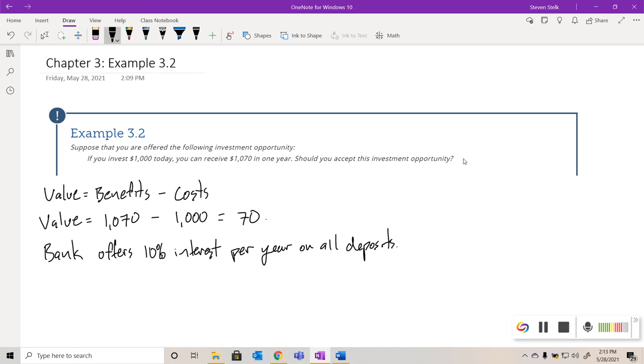Okay, and we're going to simplify our world a little bit and say that these are our only 2 options. And obviously that's not realistic. We have lots of options for our money. But just to simplify things and get our arms around the concept of what's going on here, we're going to say these are our only 2 choices. We can either accept the investment opportunity, or we could deposit our $1,000 in the bank and earn interest on it. Okay, so now what we need to know, we know the benefit of the investment opportunity. If we give up $1,000 today, we'll receive $1,070 in 1 year. What we want to know now is, what is the cost of that? What are we giving up?